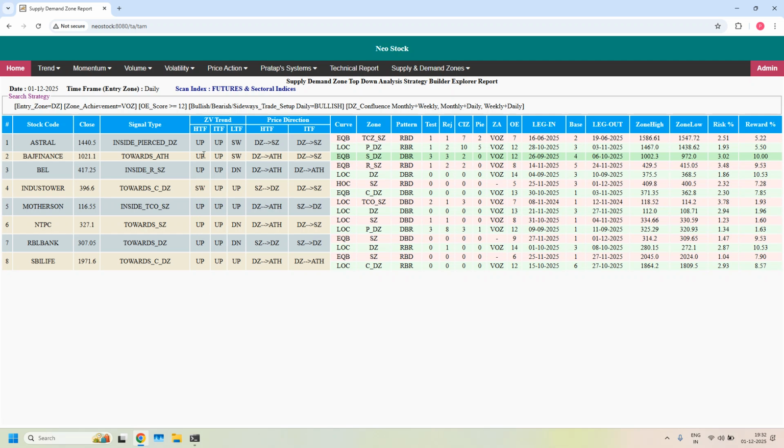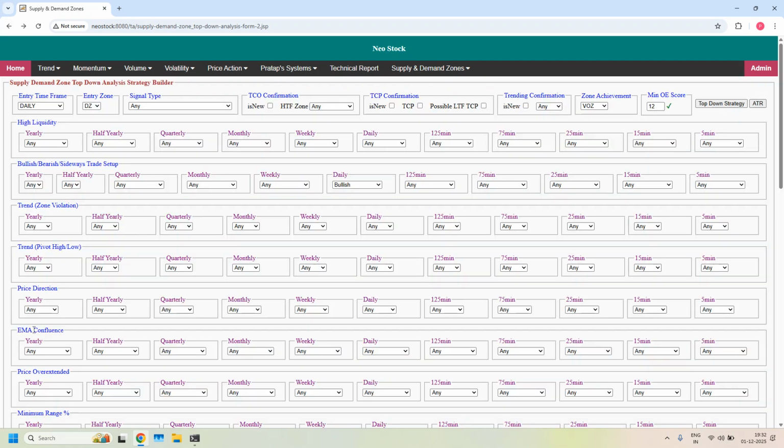And for the remaining 7 stocks, we should apply the second filter, HTF trend, that is the monthly trend. For uptrend stocks, you should set the filter monthly demand zone having monthly EMA confluence, because the entry time frame daily zone along with the weekly zone is overlapped inside the monthly zone. So I am setting the EMA filter on the monthly demand zone because the daily entry time frame zone is overlapped inside the monthly demand zone.